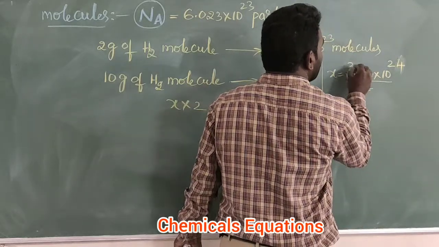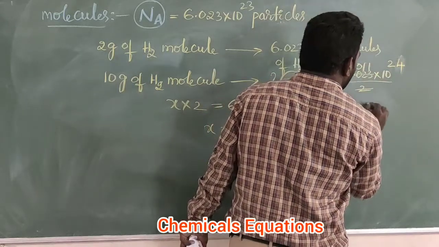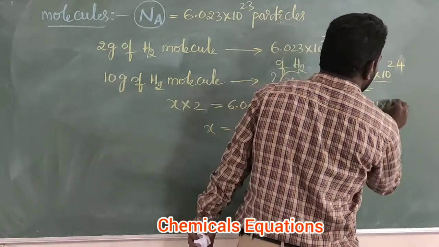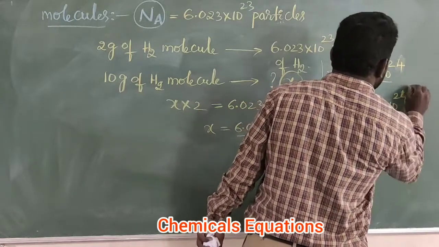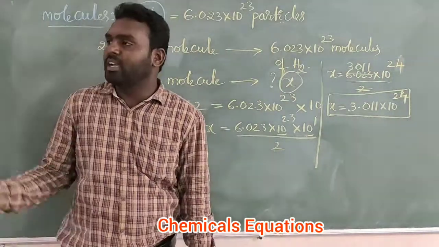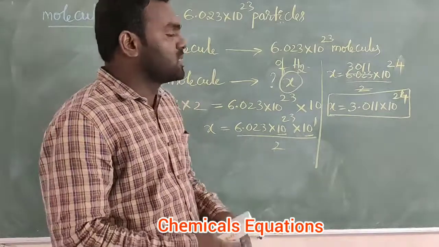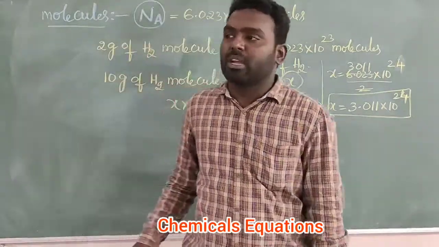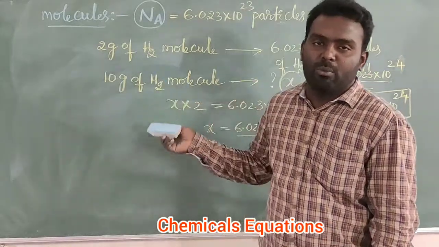So 2 3s and 0 and 1 again 1. So therefore the final value is 3.011 into 10 to the power of 24 molecules of hydrogen. This is called the calculation of molecules of hydrogen. So this is the first problem present in our chemical equations. And I am going to give one more problem based on this one.